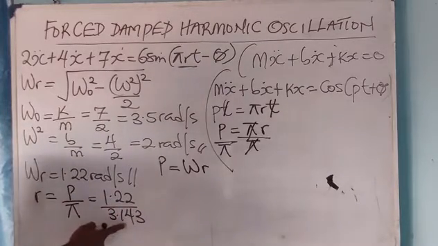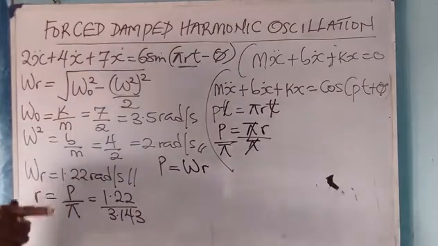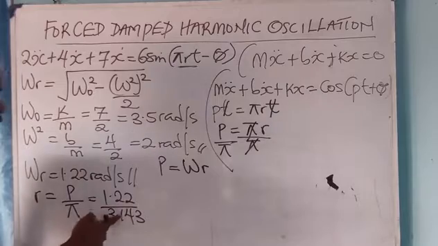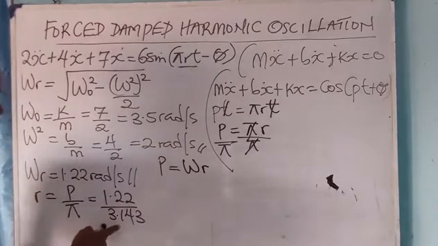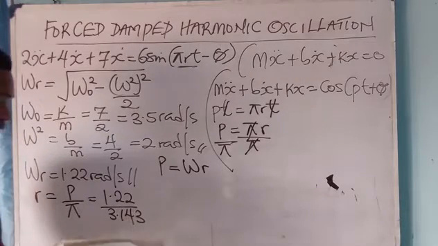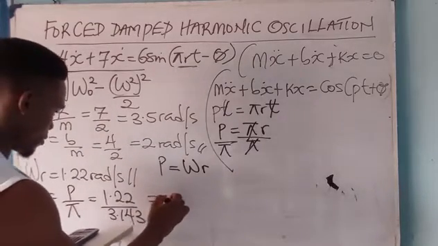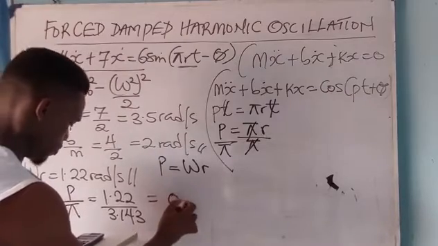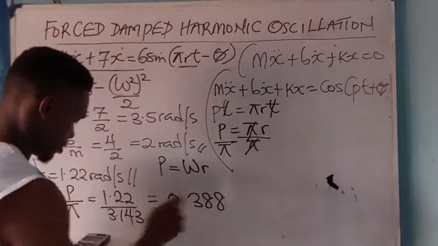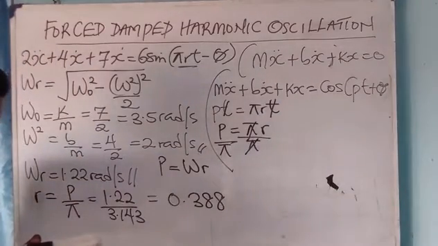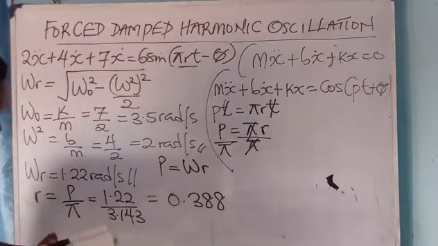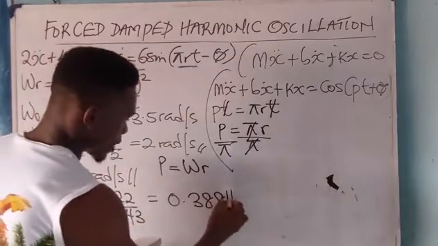3.143. It is 3.143 because the value of pi is 22 over 7. You divide it, you have 3.142, so you approximate and you now have 3.143. So let's divide. 1.22 divided by 3.143 equals 0.388. What did they get? They got 0.3899, which is very, very correct. So we are done.